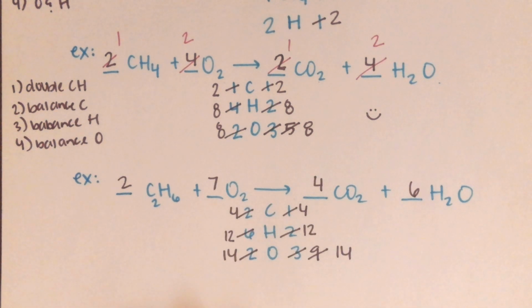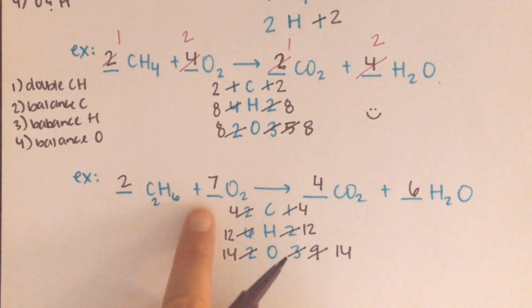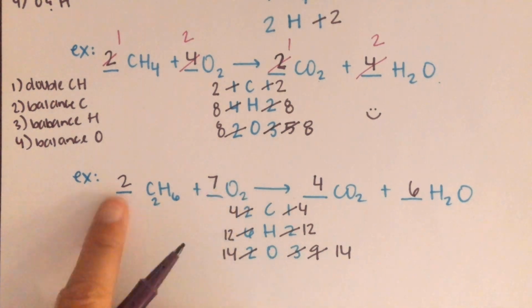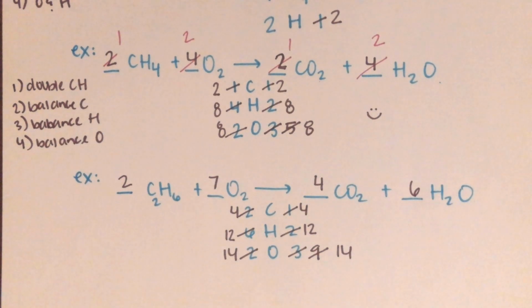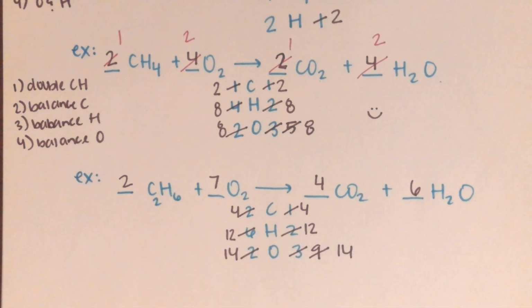Okay, so this should have been your final balancing. As you can see here, I did not simplify because that 7 right here cannot be simplified. Everything else needs to be left alone. But it's 2, 7, 4, 6. Alright, so that is balancing.